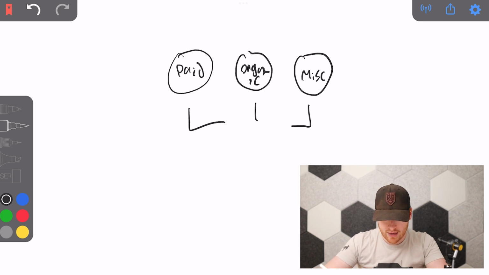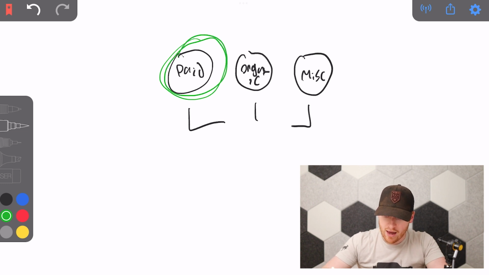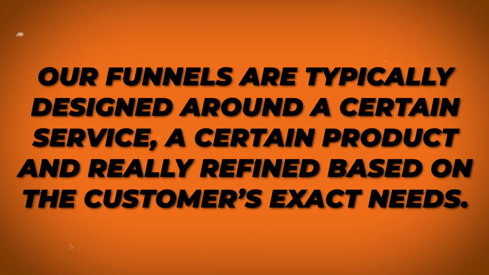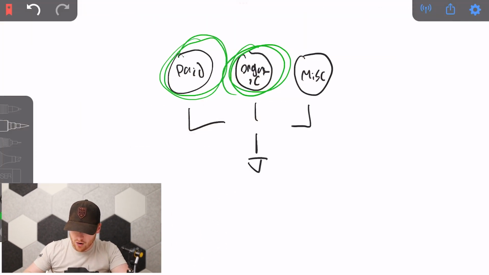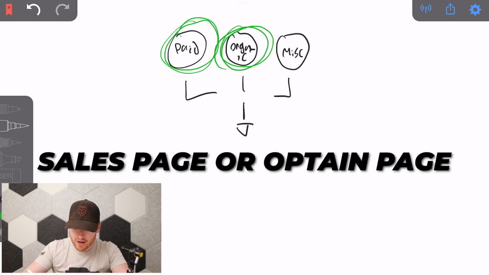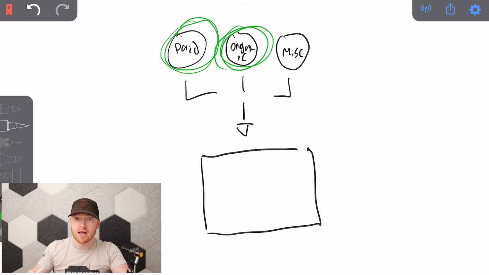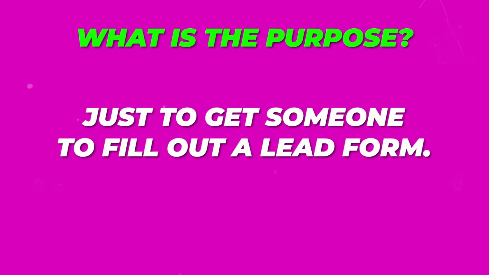Now, the ideal application here is probably for paid ads and for specific organic content that has a specific call to action, because as we discussed in the intro, our funnels are typically designed around a certain service, a certain product, and really refined based on the customer's exact needs, so we can have a very particular customer journey. So either way, they will be going to our sales page, or our opt-in page rather, in this case for our funnel. And we have that page, and our whole purpose here, again, is just to get someone to fill out a lead form.